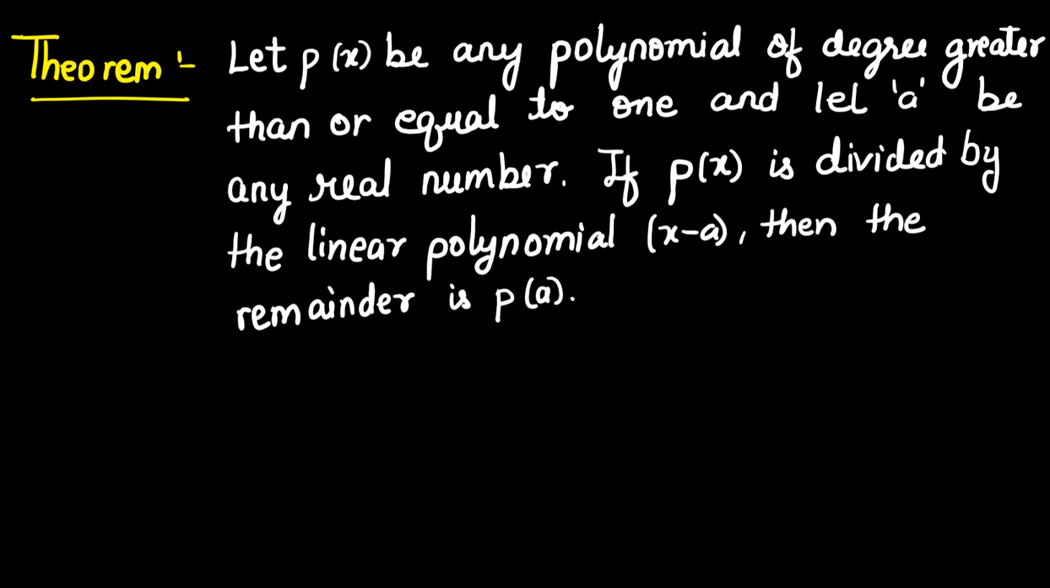Okay, so this is the theorem. Let p of x be any polynomial of degree greater than or equal to 1. This is important. Degree has to be greater than or equal to 1. And let a be any real number. If p of x is divided by the linear polynomial x minus a, then the remainder is p of a.